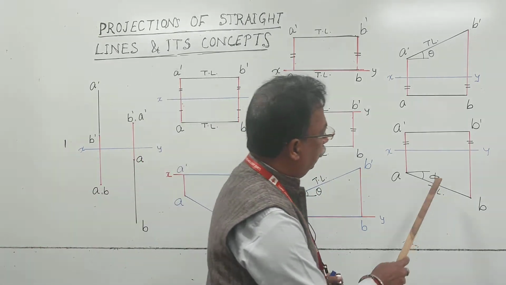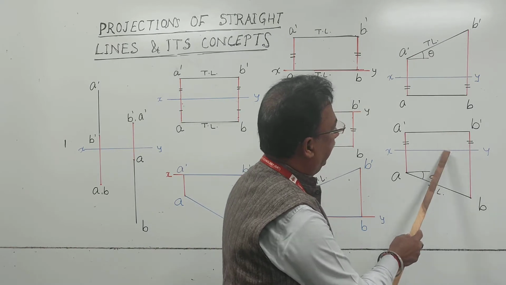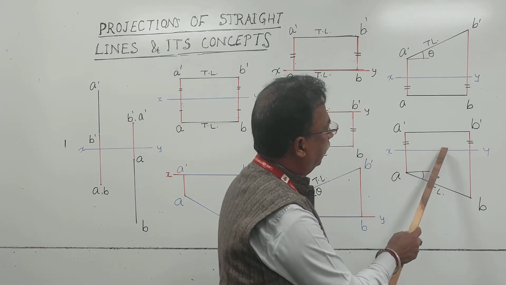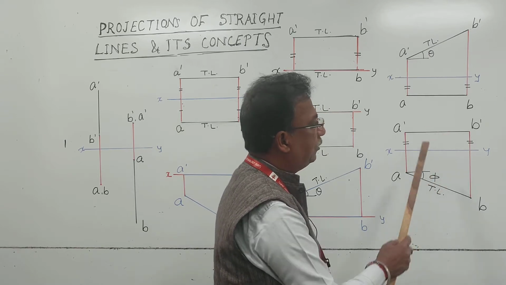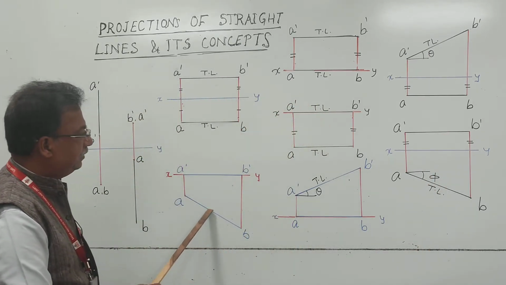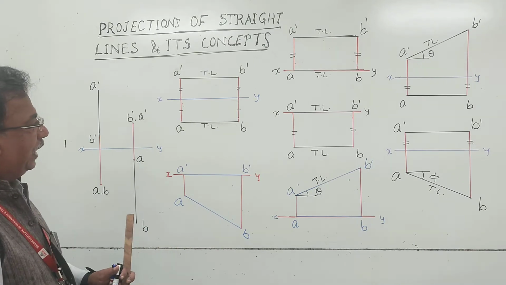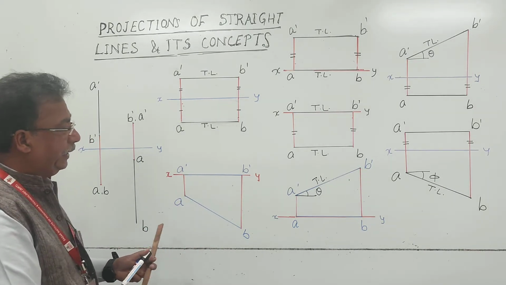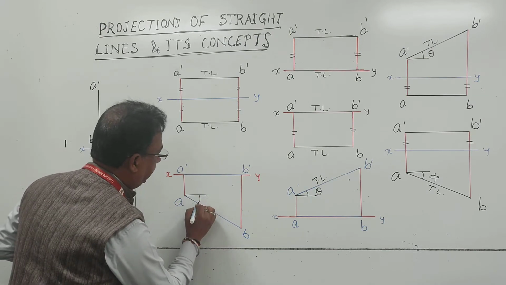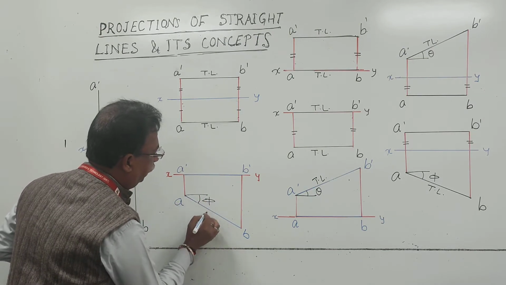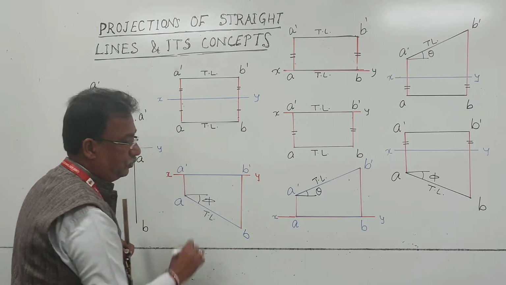In this case also, instead of making it parallel to HP, I can keep it on the HP and make it inclined to VP, and then the front view will come on the XY line. The case will be like this. So this is the case when the line is on the HP and inclined to VP by some angle. Again the inclination with the VP will be seen in the top view, and this length will be the true length.